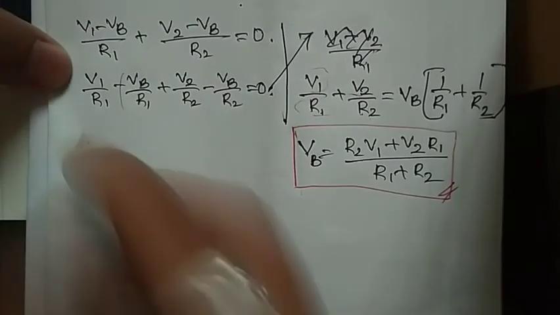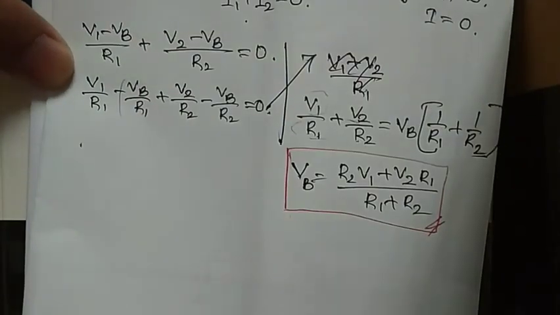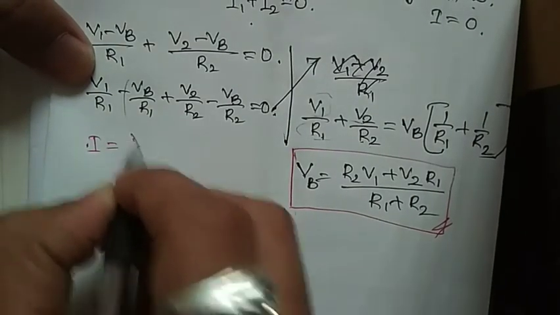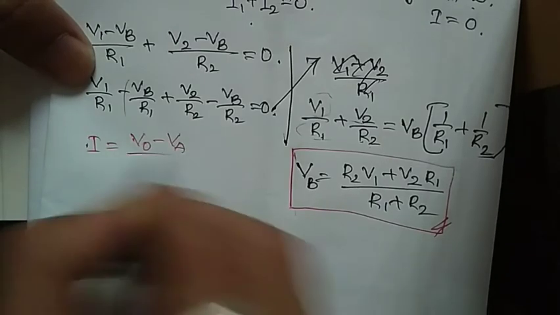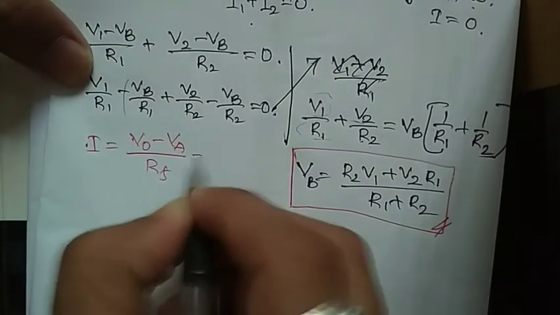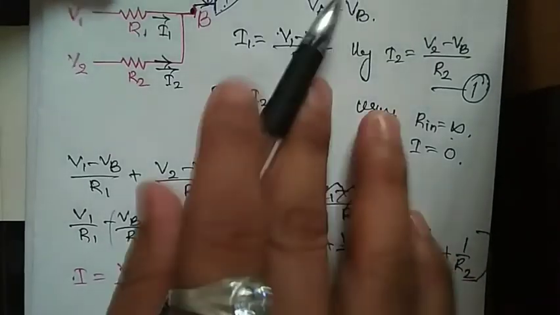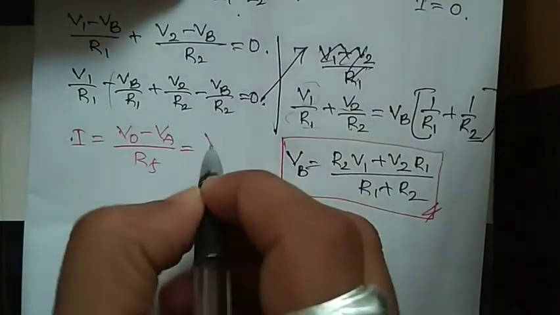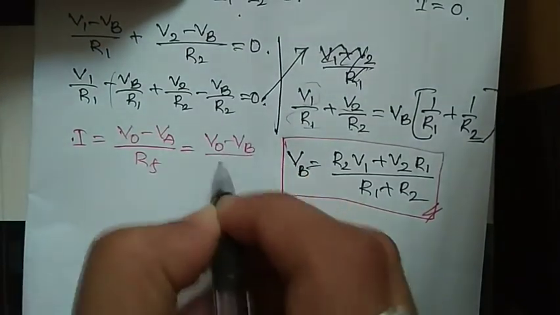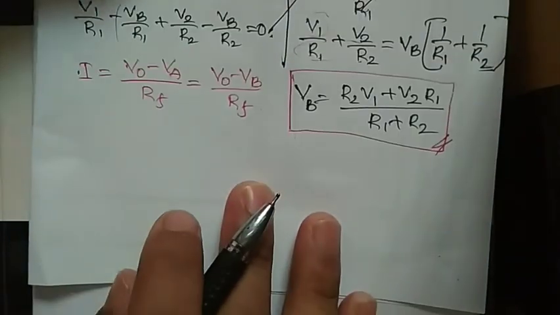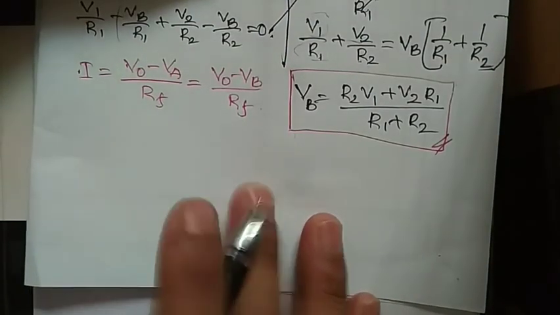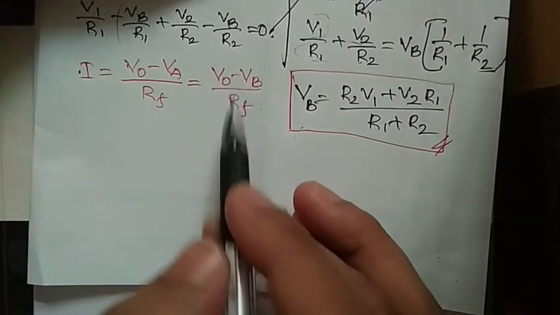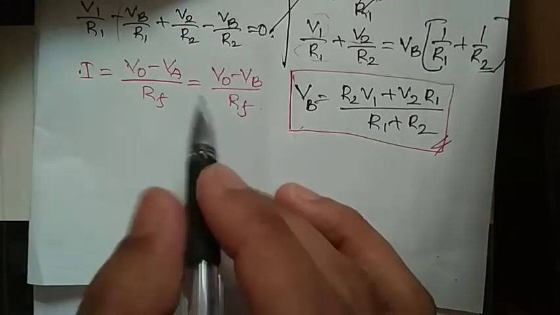So I equals V0 minus VA divided by R. Now we know that VA equals VB. So that's why I equals V0 minus VB divided by R. Now we have the VB equations, right? Better we are going to simplify these equations.